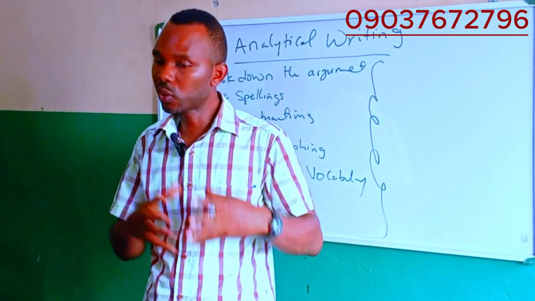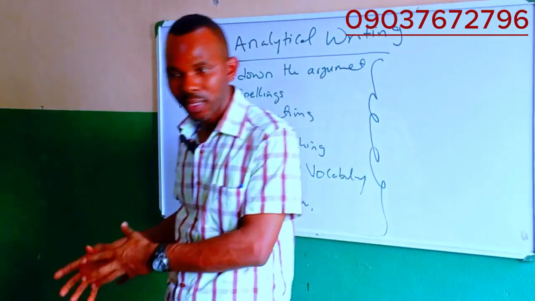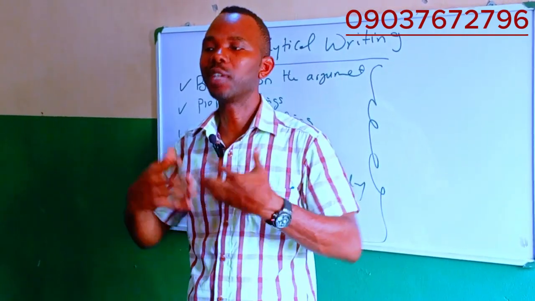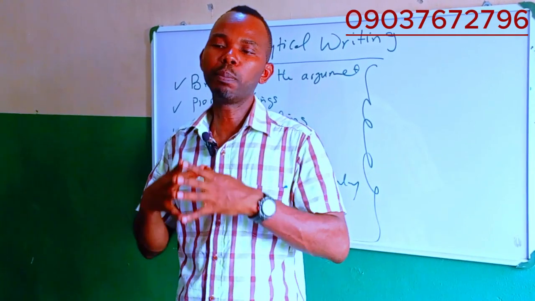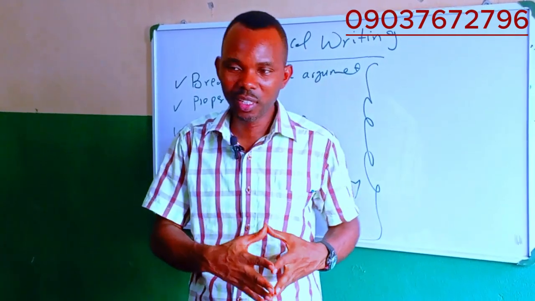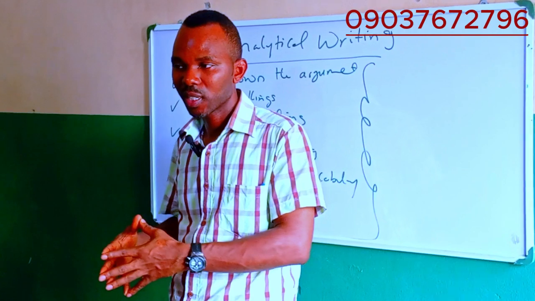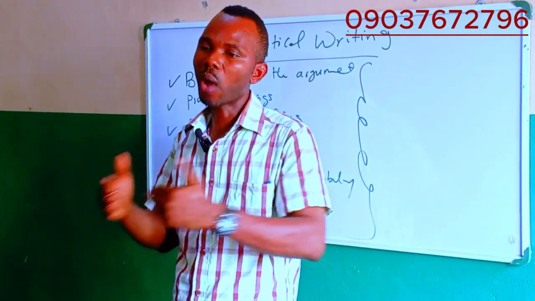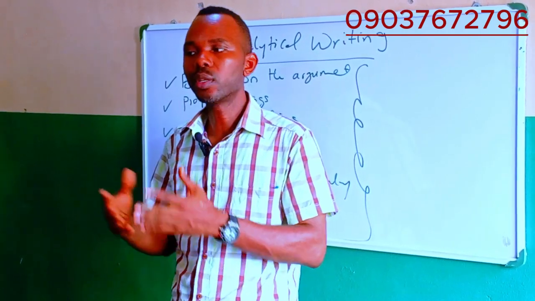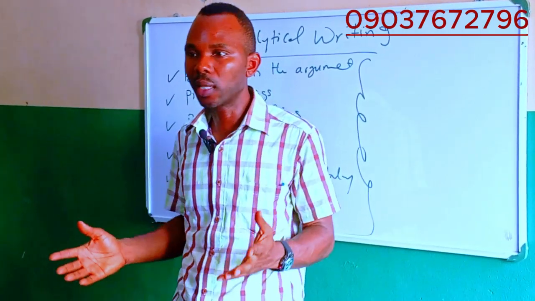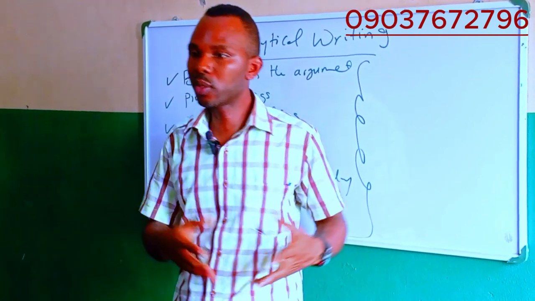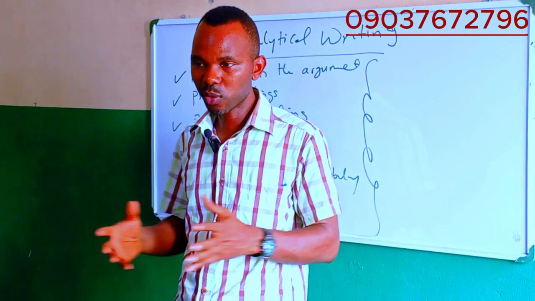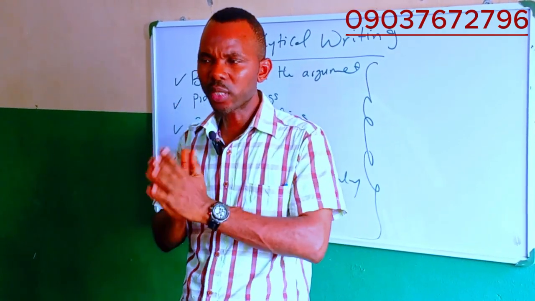One of the key things you need to understand in the analytical writing is that you have a say. Do you understand that? You have a say, you have an opinion. You have the privilege to say, I agree, or to say, I disagree. Or you may also be asked, to what extent do you agree or disagree? In such a case, you can say, I agree entirely, I disagree entirely, I agree to a reasonable extent, I disagree to a reasonable extent. Do you understand so far? So you just need to understand that.